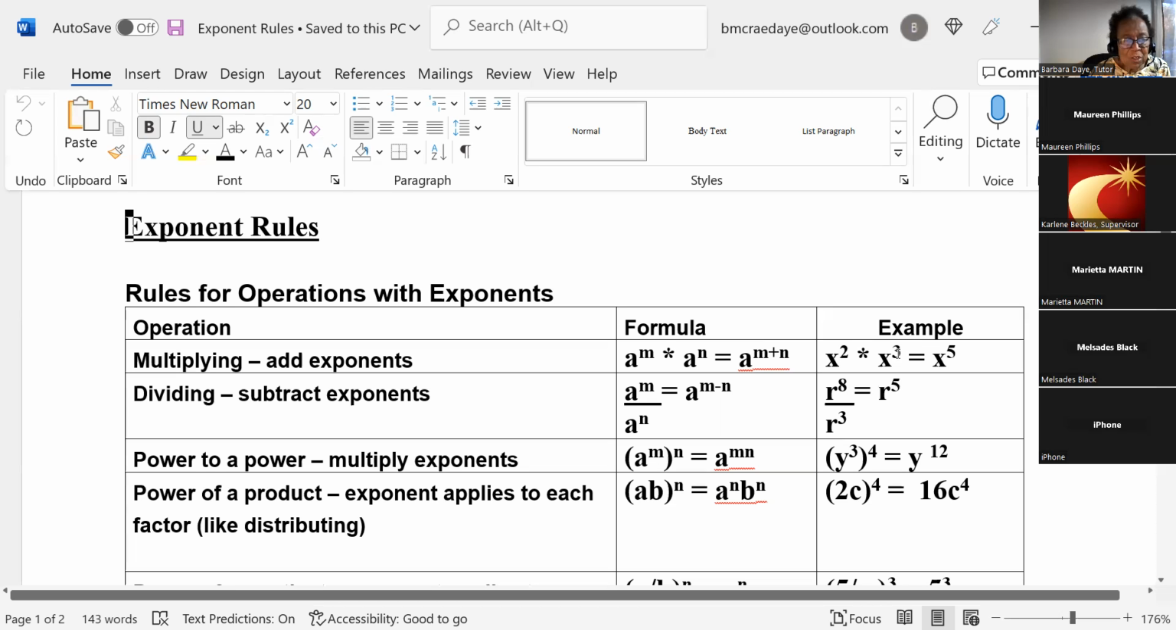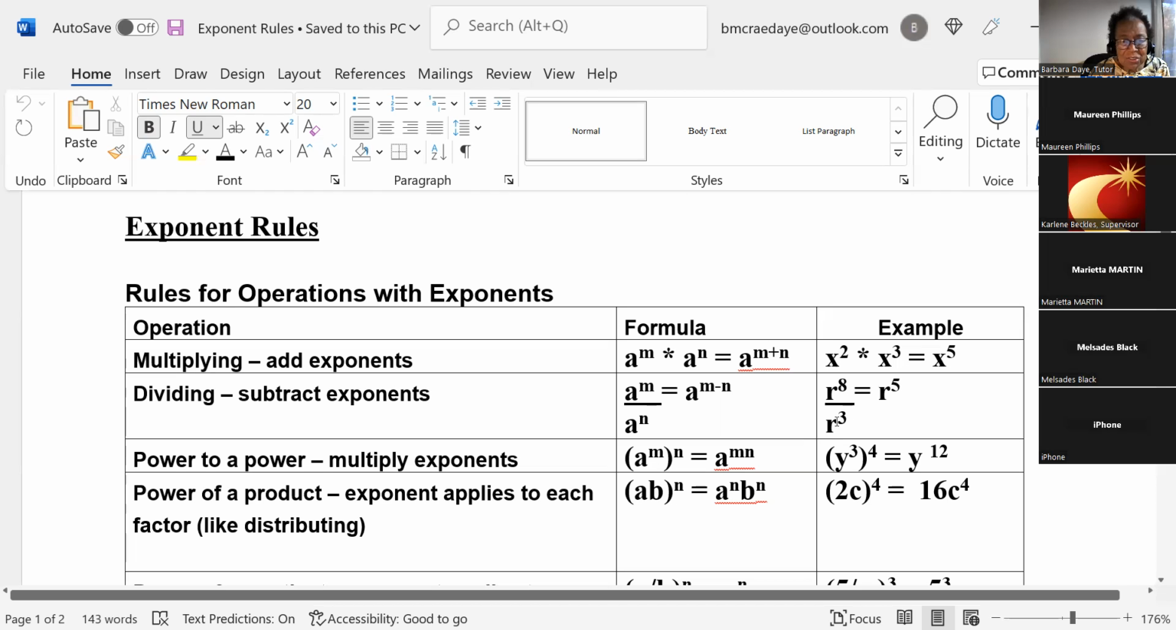Okay. Now, but if you're dividing, you subtract the exponents. So if you had A to the M divided by A to the N, you subtract the power of the denominator from the power of the numerator. So this would be M minus N. And if I put some numbers here with my bases being R to the 8th divided by R to the 3rd is R to the 8. You take the 3 from the 8.